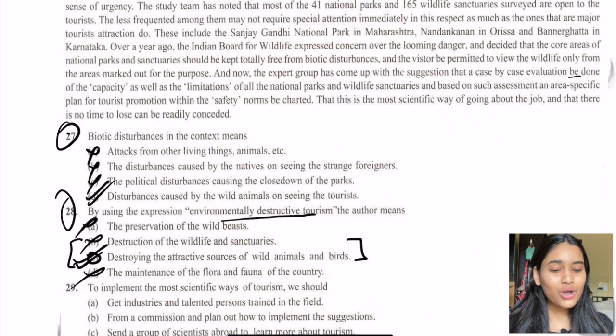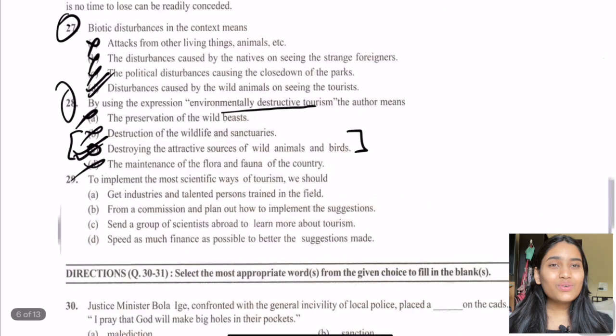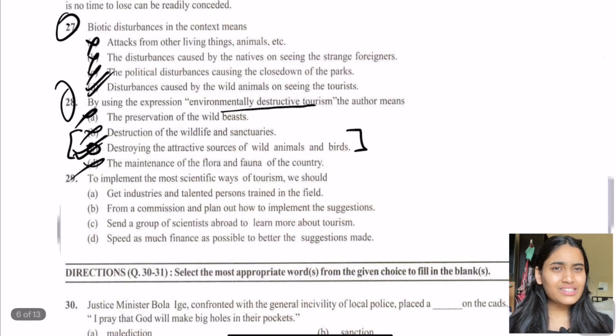Okay, so now in questions 27 and 28, we saw how the term that we were looking for in the passage was already given to us in the question. It was directly mentioned. For example, in 27 we were given biotic disturbances, and in 28 we were given environmentally destructive tourism. All we had to do was find those terms in the passages and then read the lines before and after, and then we could easily answer the question. But in 29, there is no direct term given to us.